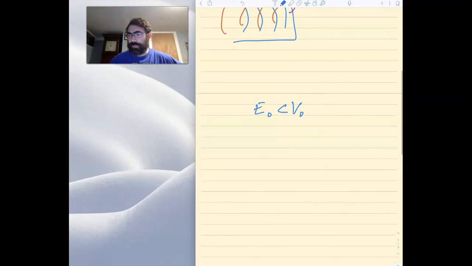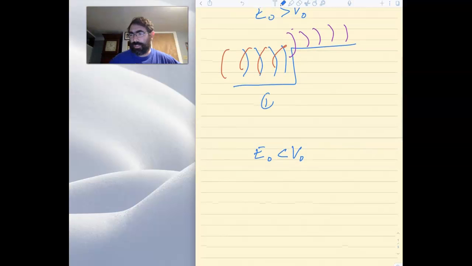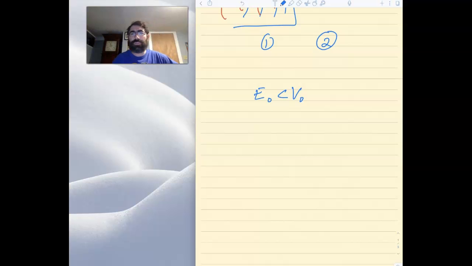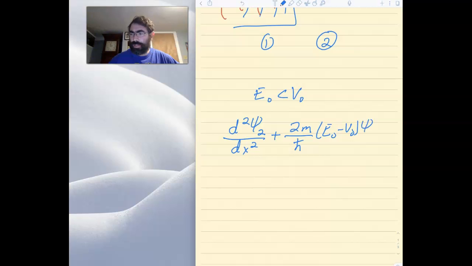So let's look at region 2. This was region 1. This is region 2. So let's take a look in region 2 and look at the possibilities, what happens with the Schrodinger equation. The Schrodinger equation told us that the wave function on side 2 was, well, we worked it out such that you got this equation here. We wrote it out as a second order differential equation. But now E0 is less than V0.